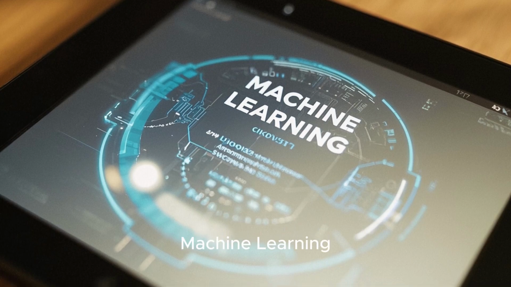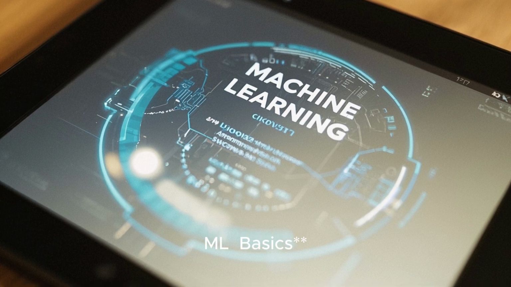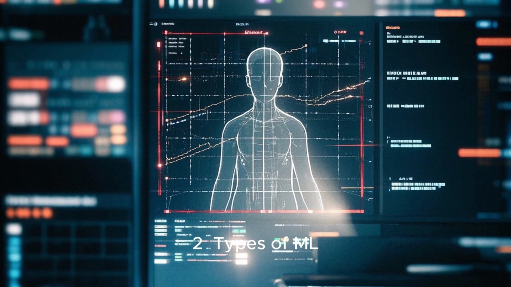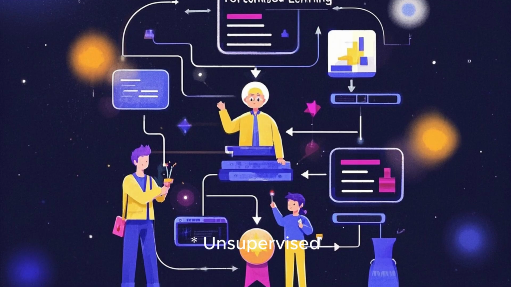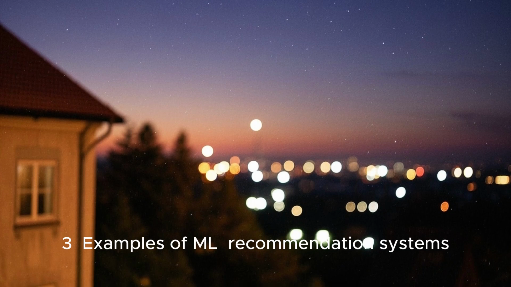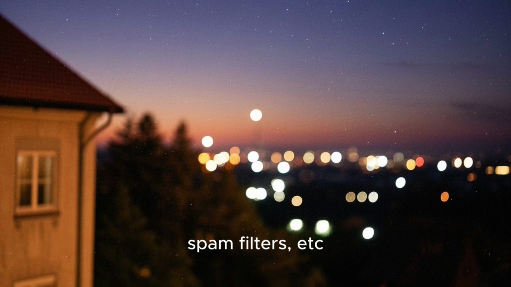Unit 4, Machine Learning, ML, Basics. 1. What is machine learning? 2. Types of ML: supervised learning, unsupervised learning, reinforcement learning. 3. Examples of ML: recommendation systems, spam filters, etc.